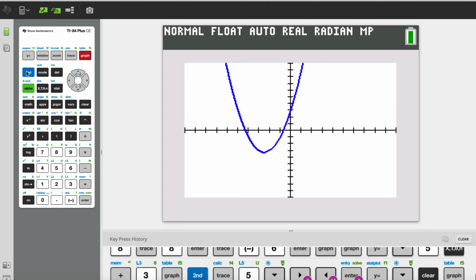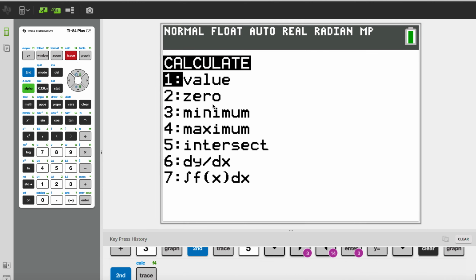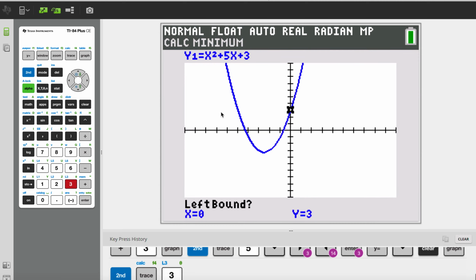So now we're just going to apply second trace again. As you can see, we've already made friends with number 2, which is how you find the roots with y equal to 0, and we also learned how to find the intersection between two graphs. Now our friend is minimum. If I press 3, it asks me to find the minimum, and it asks for the left bound and right bound again.